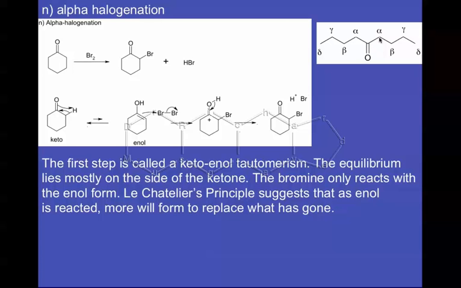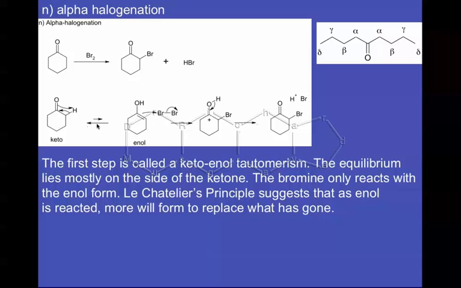So this is going to be the alpha carbon, this will be beta, this will be gamma, etc., as we get further out from the C double bond O. What we're doing here is putting a bromine specifically on the C next to the C double bond O, which is the alpha position. The way this works is that we can start off with what's called a keto form, and keto forms are actually in equilibrium with their enol forms.